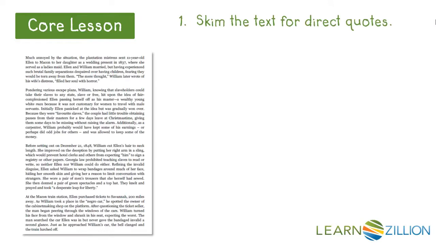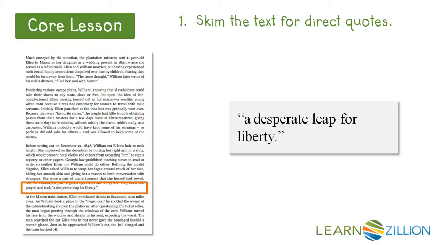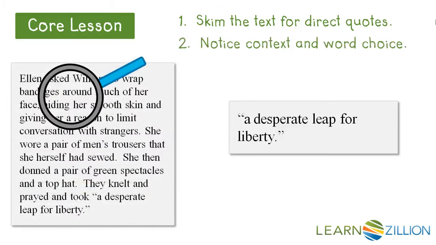As I skim down the page, I see another direct quote in paragraph 3 that I'll zoom in on. "A desperate leap for liberty." Well, I need to consider the context to know exactly what he's referring to. Oh, I see. This is the moment when they're getting Ellen into disguise. They must be getting ready to leave for their journey. So I notice these emotion-packed words, "desperate leap for liberty."